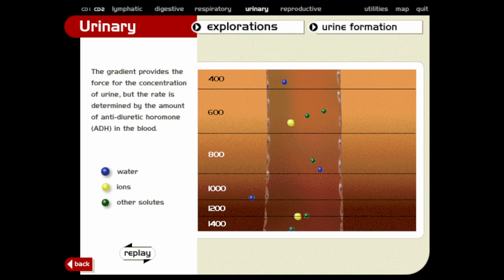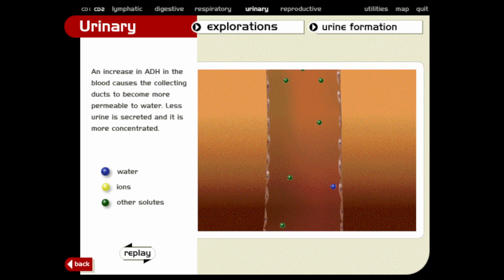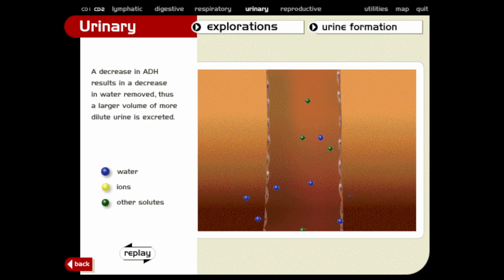The gradient provides the force for the concentration of urine, but the rate is determined by the amount of antidiuretic hormone, ADH, in the blood. An increase in ADH in the blood causes the collecting ducts to become more permeable to water. Less urine is secreted and it is more concentrated. A decrease in ADH results in a decrease in water removed, thus a larger volume of more dilute urine is excreted.